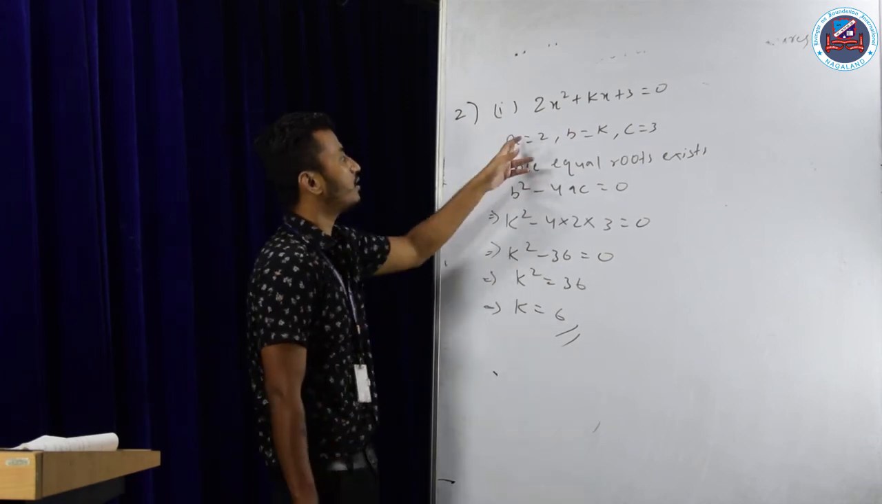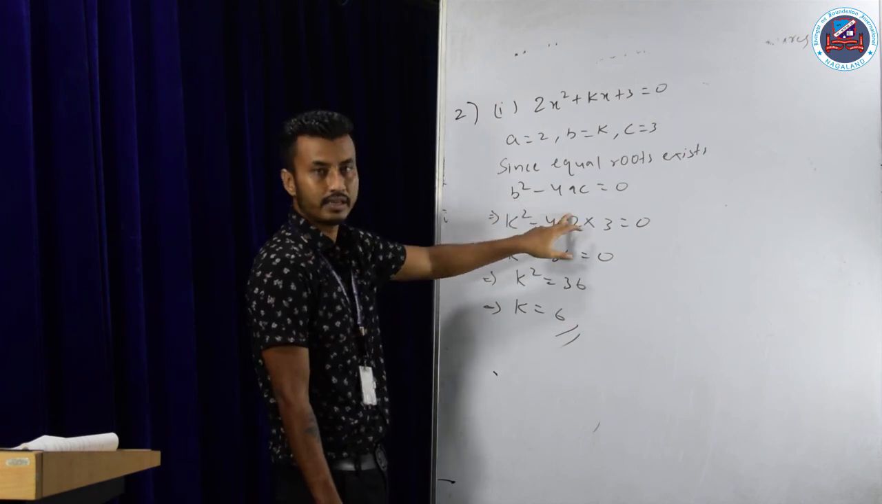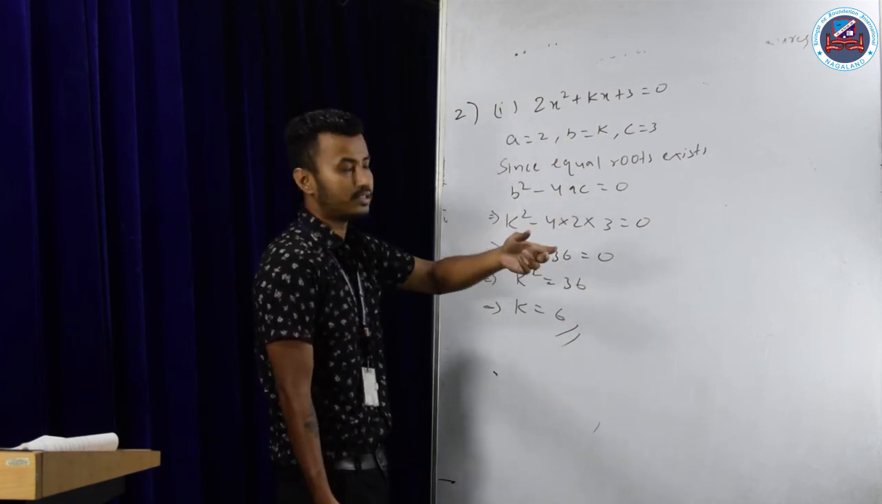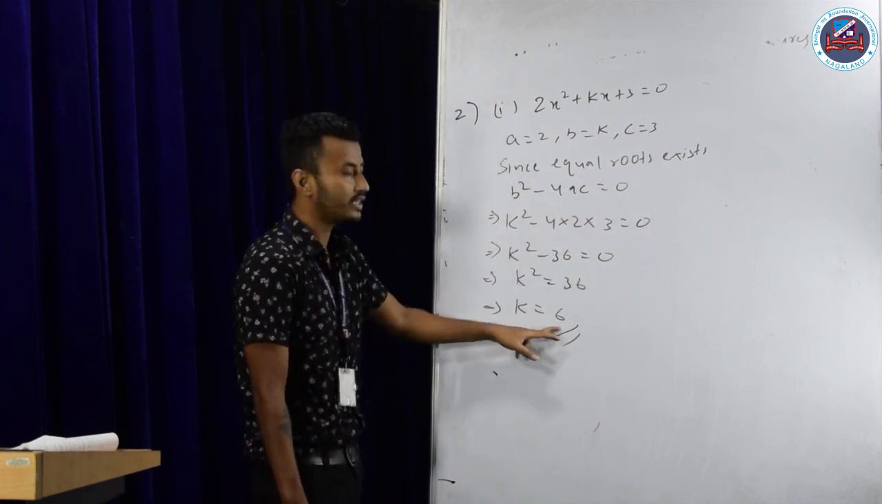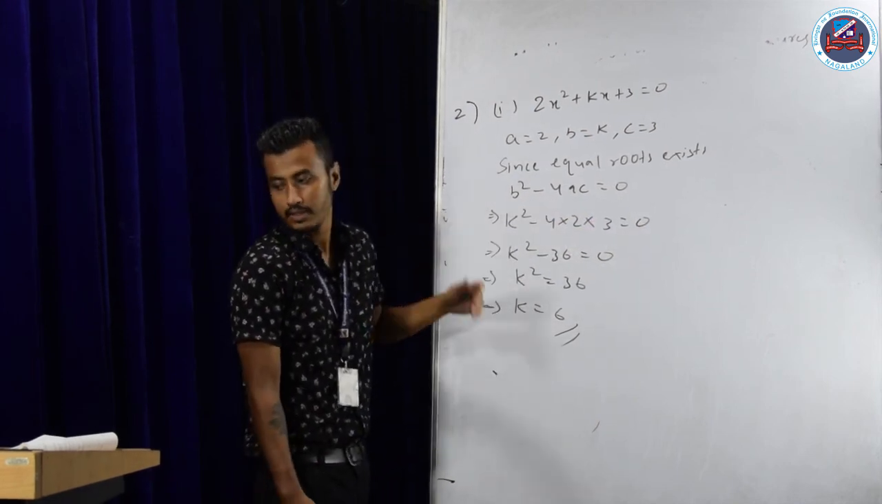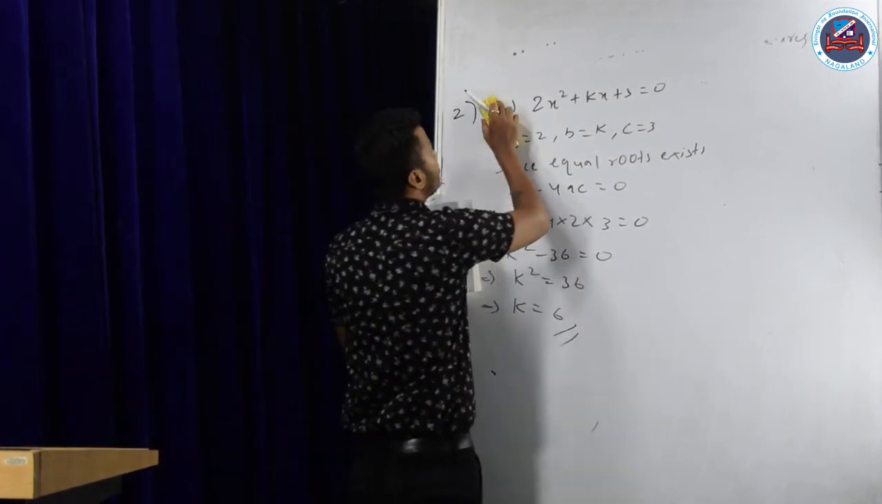So what I'm going to do here, first write the ABC values. I substitute them in b square minus 4ac. Since they have said that equal roots are existing, that means b square minus 4ac value is 0. Put everything here, you get the value of k as 6. This is your answer. Let's try to do the next question also, which is very similar to this question.